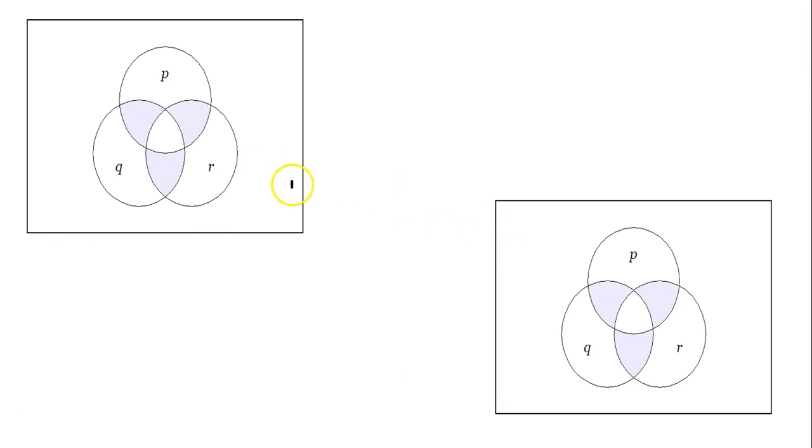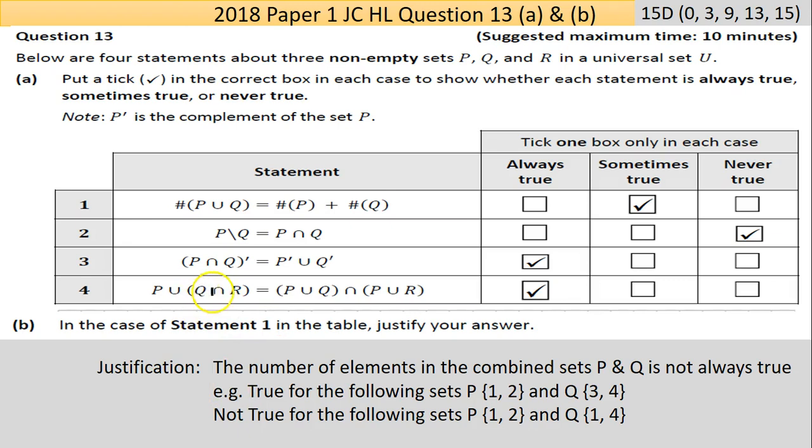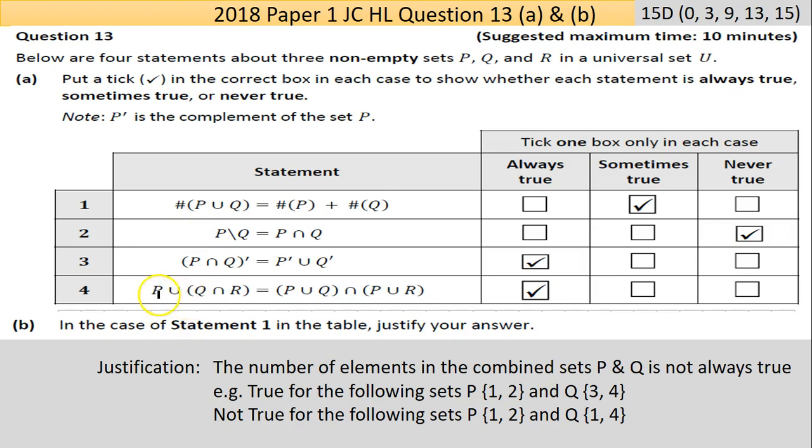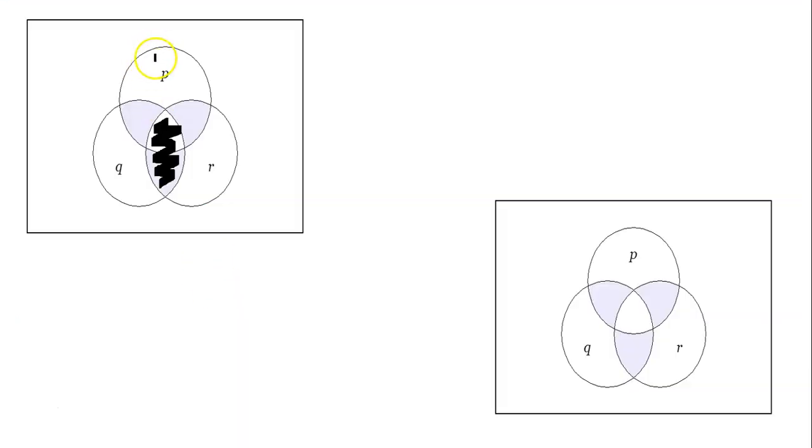So I just brought in a different infographic to help explain it. So we're doing the brackets first. So Q intersection R, like we said before, is this bit here, the commonality between Q and R. Now P joined with that is all of this here.